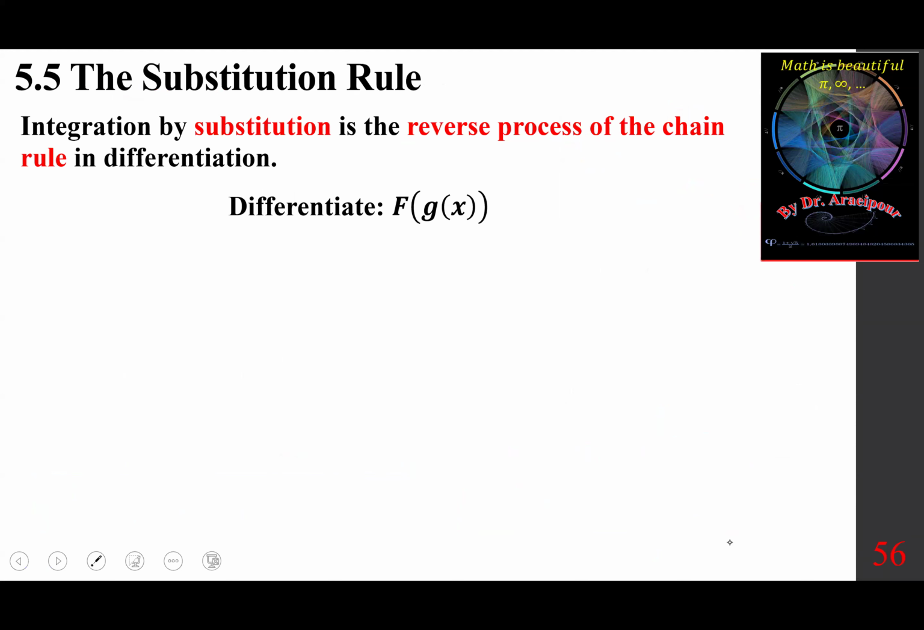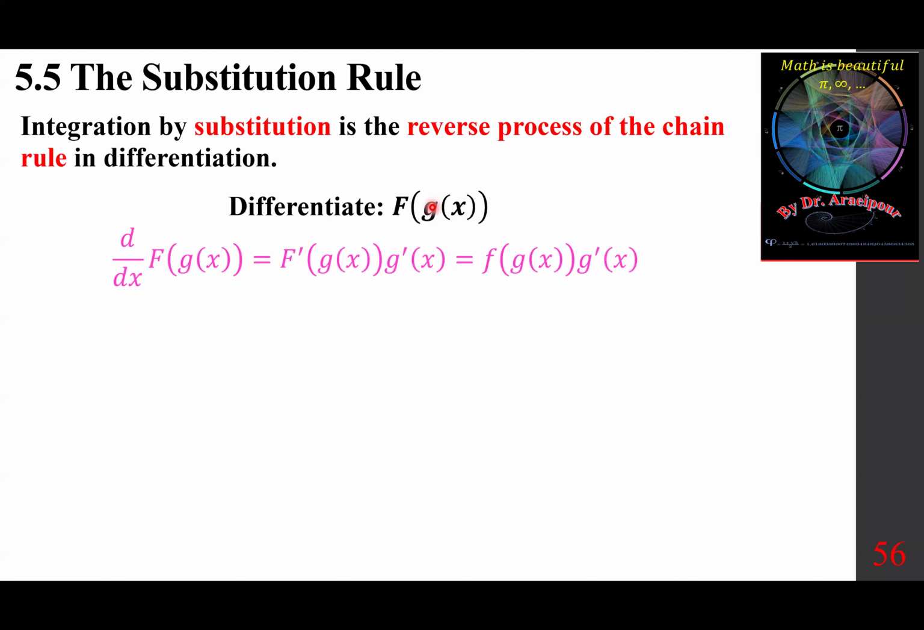The substitution rule, integration by substitution is the reverse process of the chain rule in differentiation. So recall, if we want to differentiate this, what do we do? Capital F prime of g of x times g prime of x. And normally capital F prime is lowercase f. So f of g of x, g prime of x. If you let u represent g of x, then du dx is g prime of x and du is g prime of x dx.